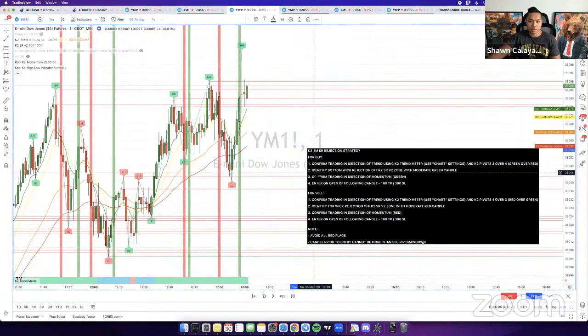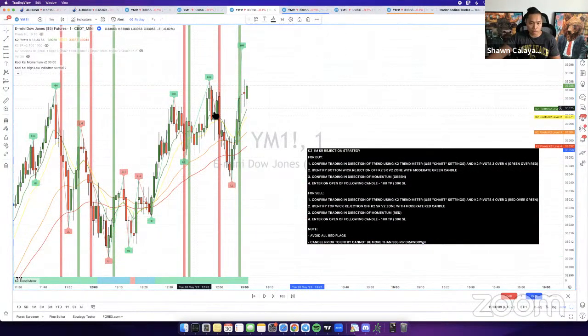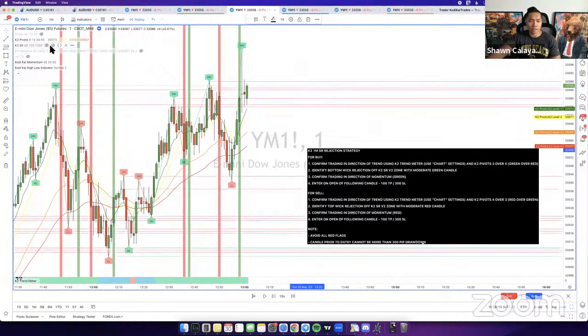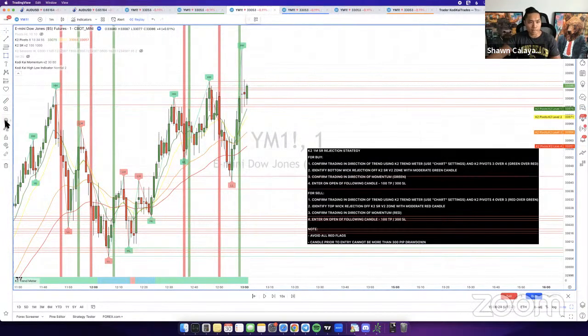Next, you want to identify a bottom wick rejection off an SRV2 zone. So this is what the market looks like without the SRV2 indicator on there. When you turn on the indicator, you can see there's zones here, right? There's a couple different ways to mark up zones. You can either just identify them with the indicator here. For me personally, I like to identify them manually because it's so messy right here with all these zones.